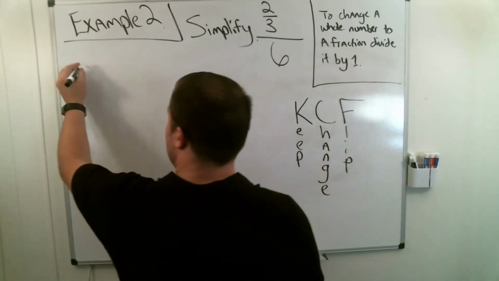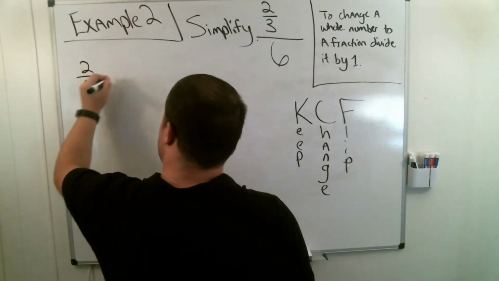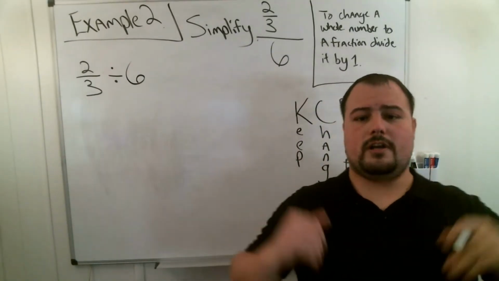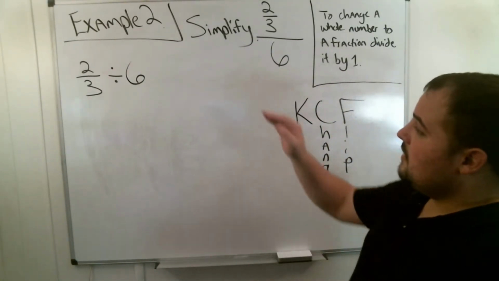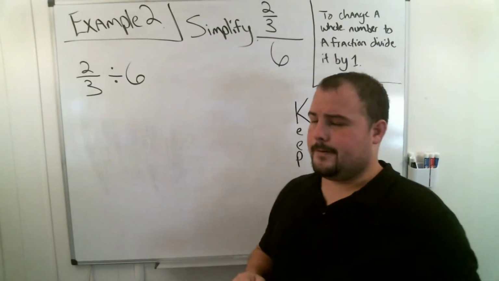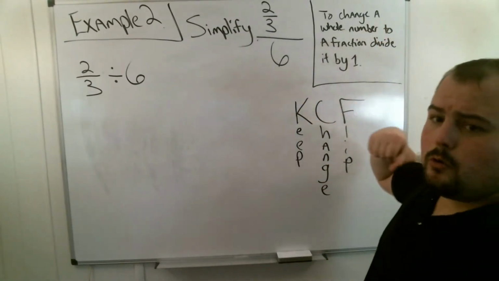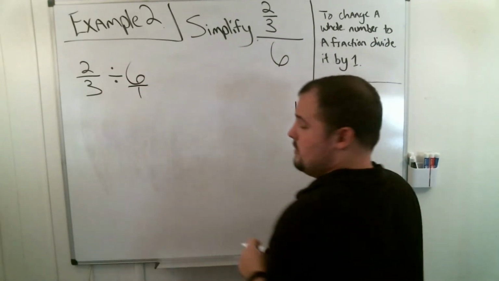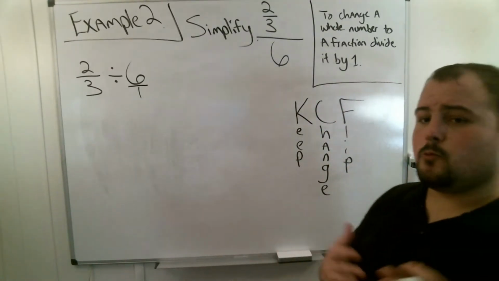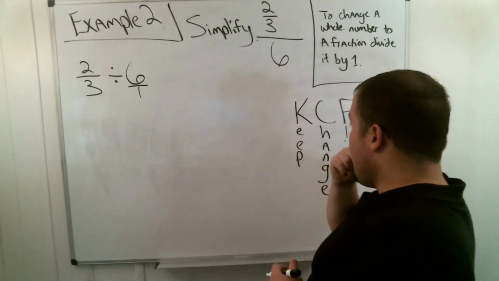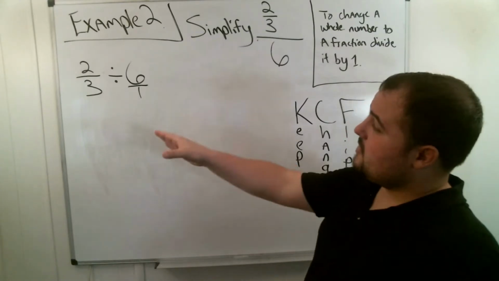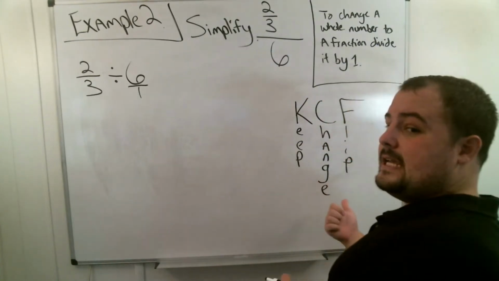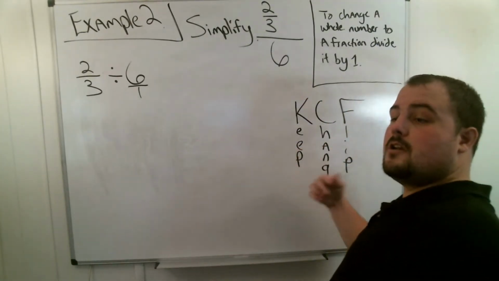So 2/3 divided by 6. Now it's written long ways, which is what I call a hot dog. Well, that's a fraction divided by a whole number. We just learned we're going to change that whole number to a fraction by dividing it by 1. Now it's a fraction. 6 divided by 1, still 6. We're not changing it. Alright, so now I have a fraction divided by a fraction. Anytime you have a fraction divided by another fraction, KCF. Keep it, change it, flip it.